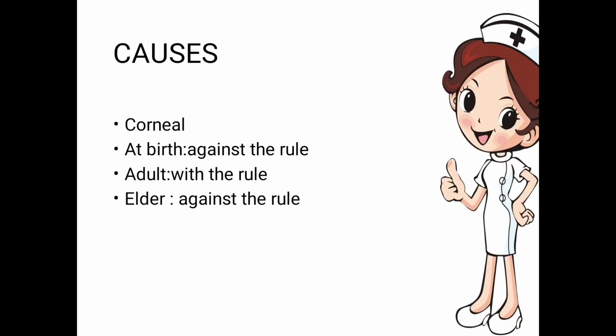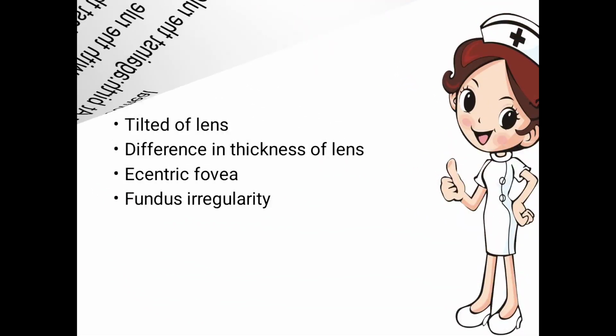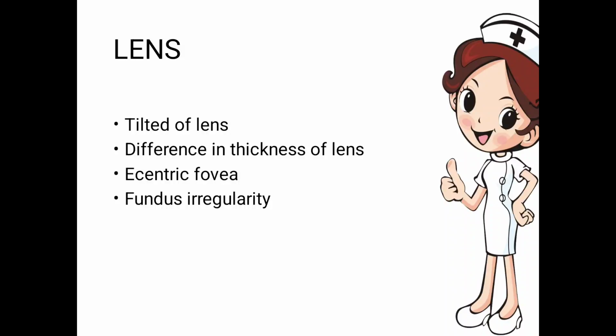Next one, causes. The causes are basically related to two things. First one is the cornea and the second one is the crystalline lens. The cornea at the time of birth is against the rule. At the adult age, it is with the rule, and in the elderly, it is against the rule. We'll discuss it later.